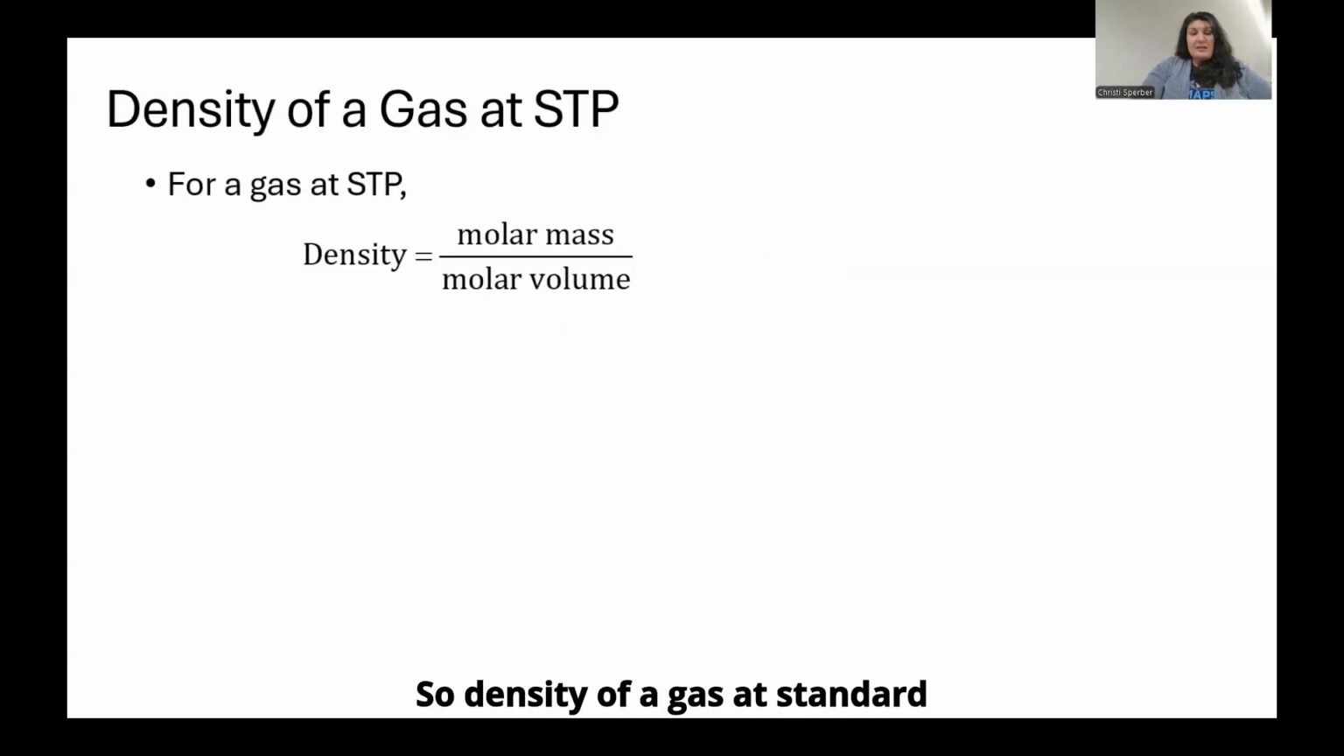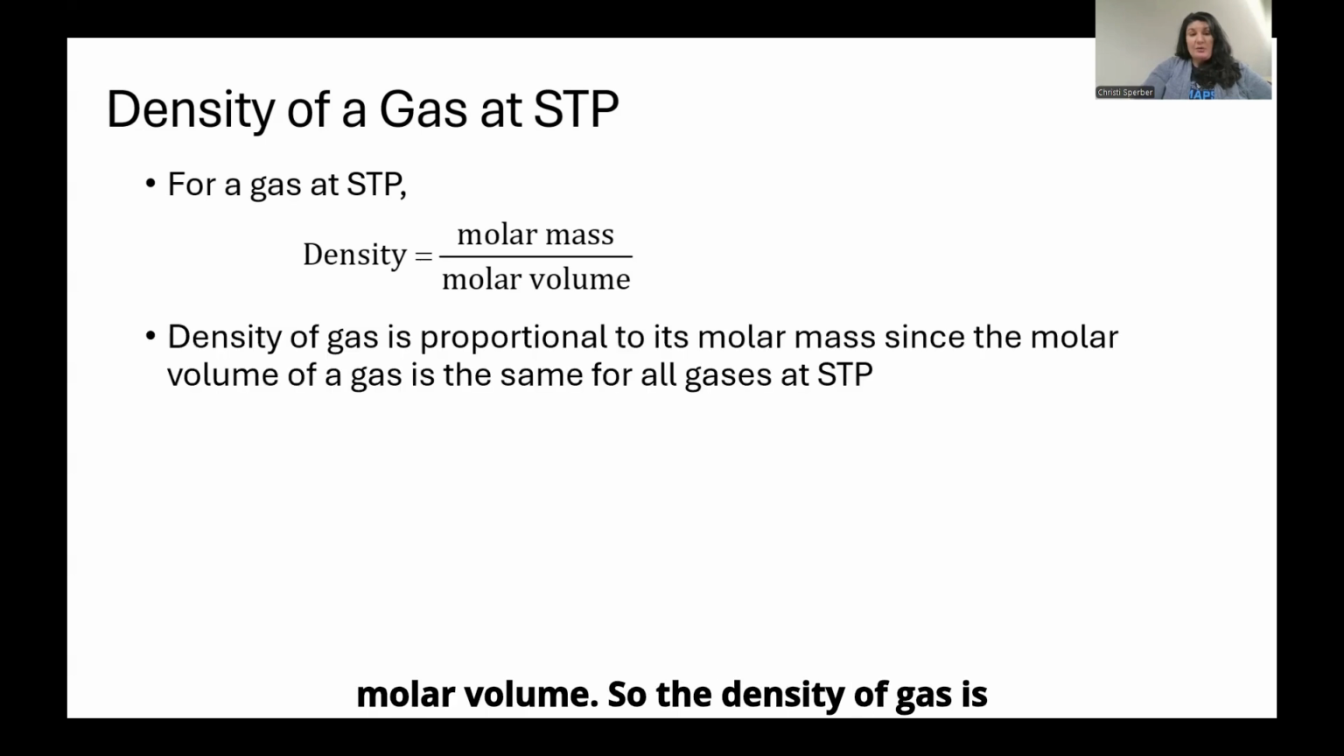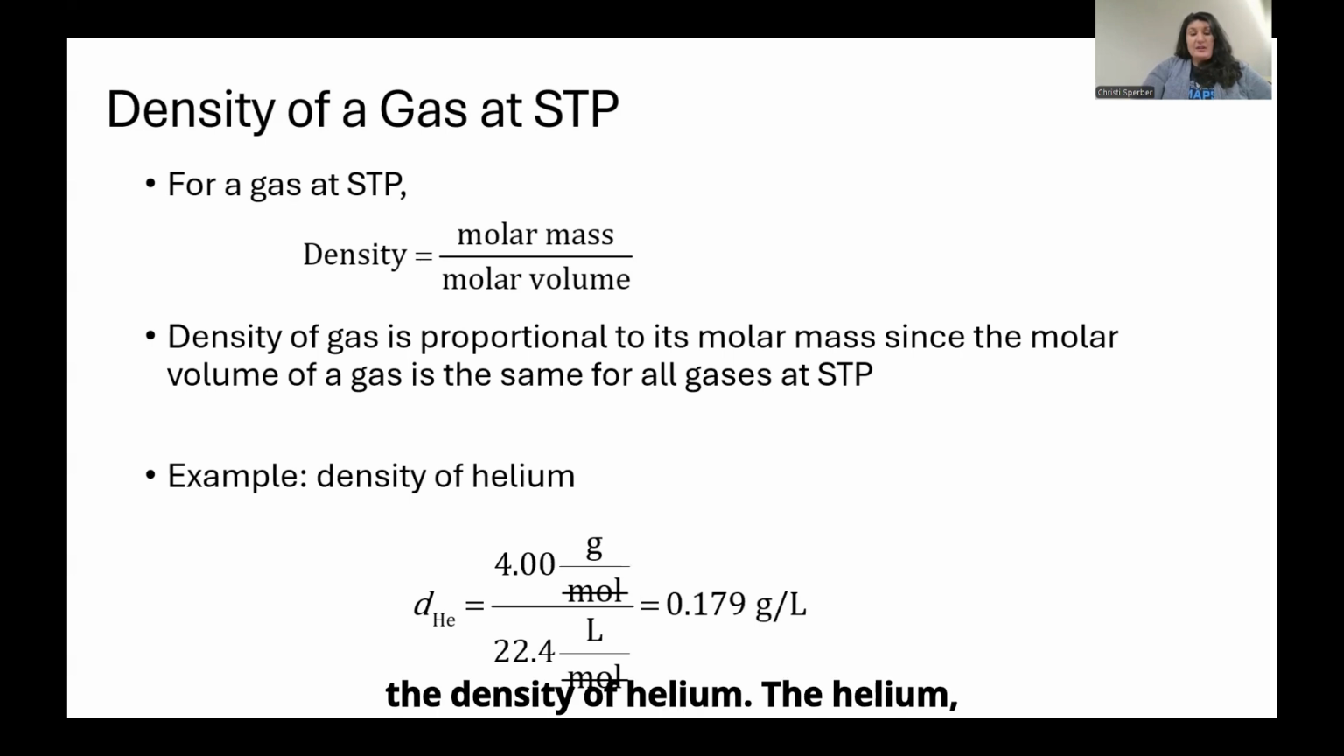So, density of a gas at standard temperature and pressure. For a gas at STP, the density is the molar mass of the gas divided by the molar volume. So the density of a gas is proportional to its molar mass, since the molar volume of a gas is the same for all gases at STP. For example, the density of helium. The molar mass of helium is 4 grams per mole. You divide it by the molar volume, which is the same for all gases at STP. And you get 0.179 grams per liter.